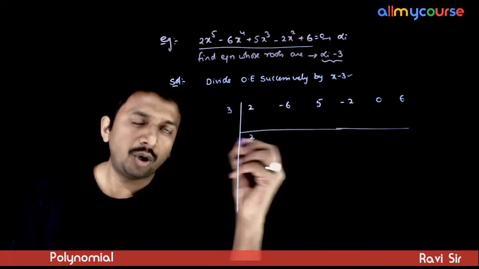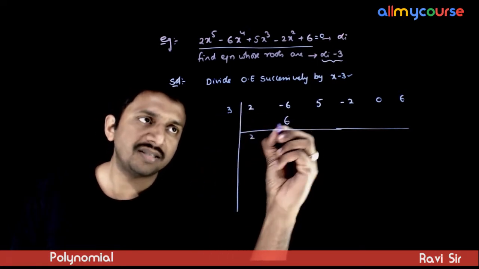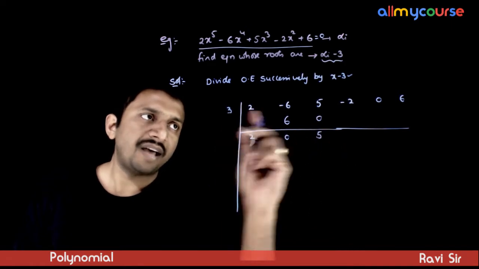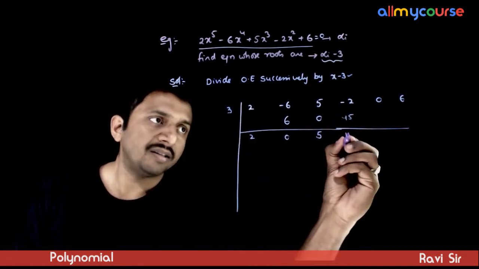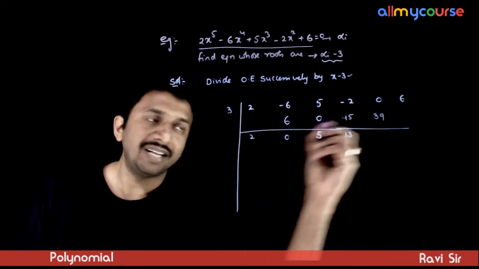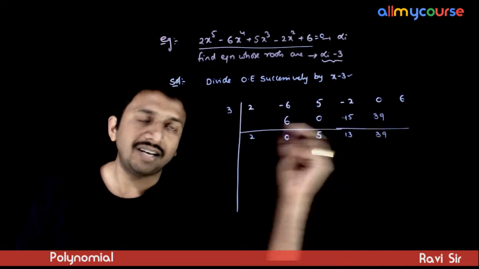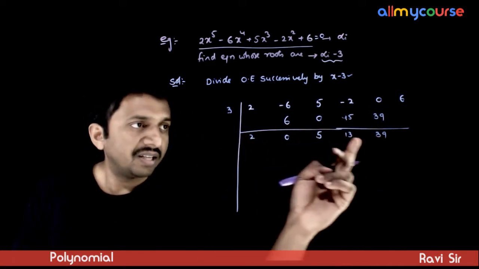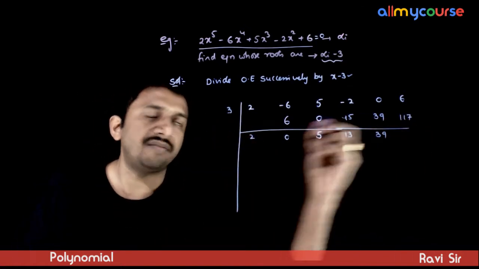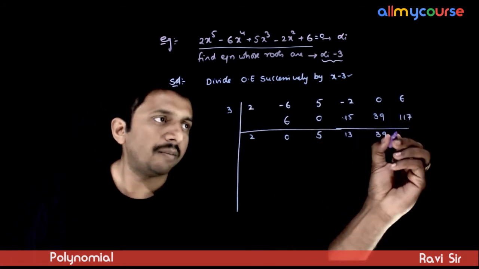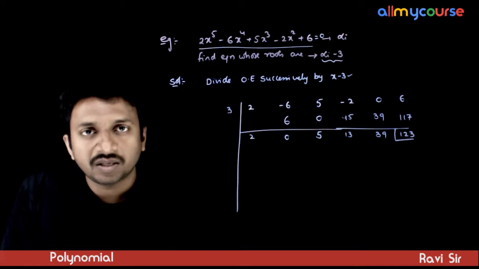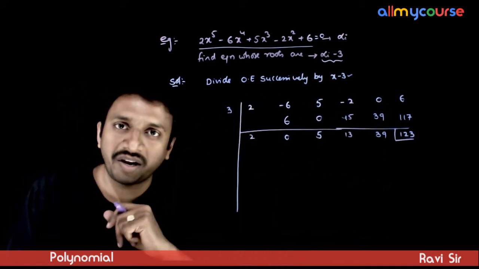So 2 3s are 6, 0, 0 3s are 0, 5 3s are 15, minus 2 plus 15 is 13, 13 3s are 39, 0 plus 39 is 39, 39 into 3 is 90 plus 27, 117. So 117 plus 6 is 123. So that will be the constant term of the required equation.